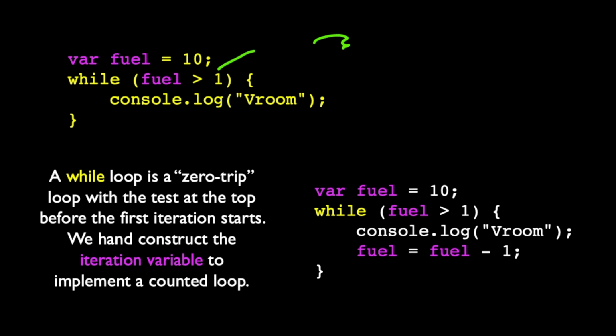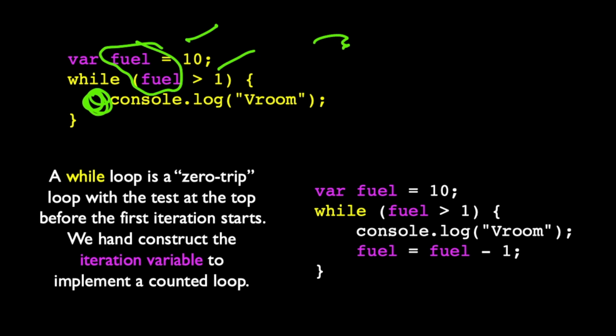Although in this case, I've built myself an infinite loop because fuel starts out at 10, and I say, while fuel is greater than 1, console.log vroom, which means it's just going to do that forever. And that's because I didn't change the iteration variable, in this case fuel, and usually we construct these in a way that they terminate eventually.